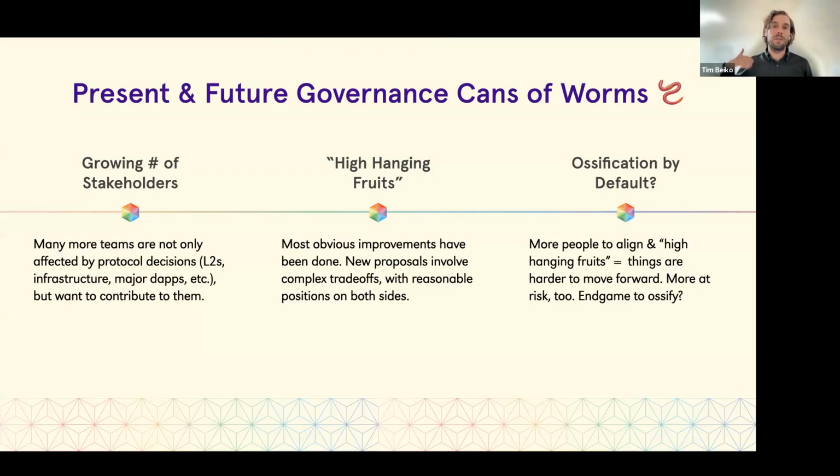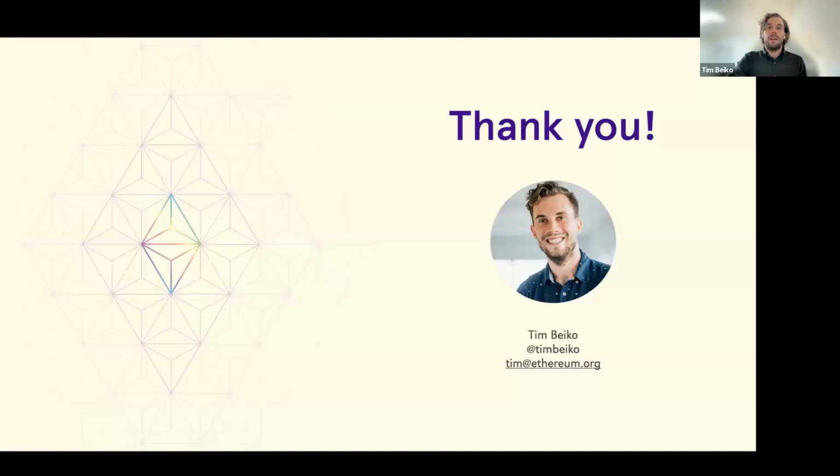And you add to this that there's more value built on Ethereum, so there's more at risk if we do a change. Then the question that comes up is: is it inevitable that Ethereum will ossify and have to stop changing at a protocol level? I don't have the answer here, but it does seem to be the default path given our circumstances. And I'll leave you with that.